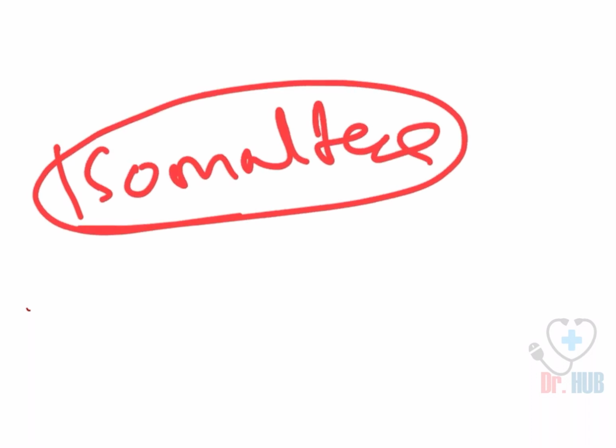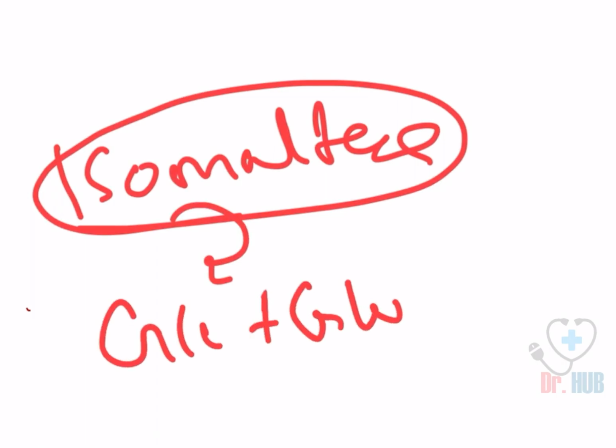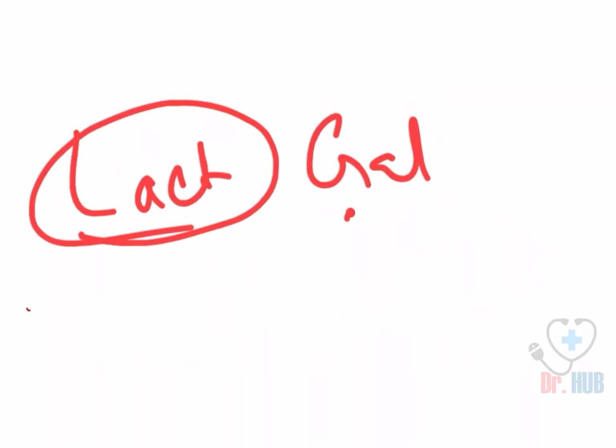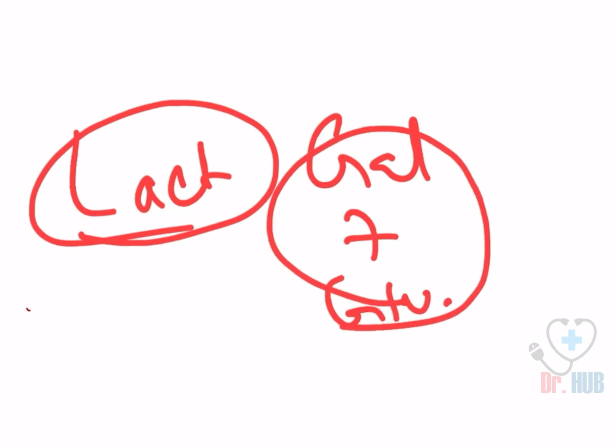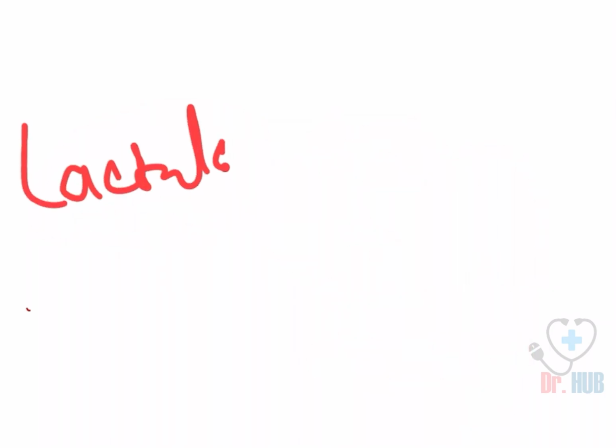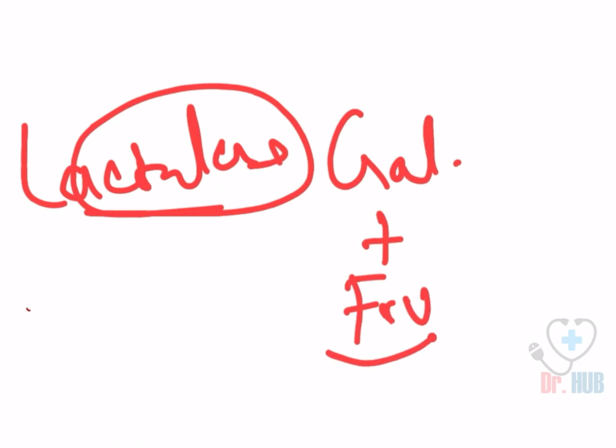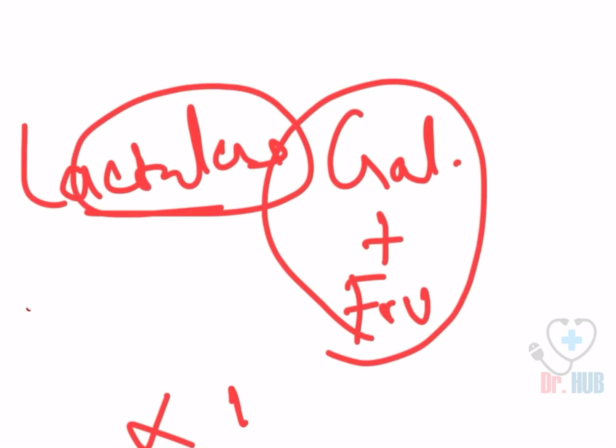Next, looking at isomaltose. What is the difference between isomaltose and maltose? Isomaltose is again glucose plus glucose, but here the linkage is 1,6. Then looking at lactose. Lactose is galactose plus glucose, and the linkage is beta 1,4. And next, moving on to lactulose. Lactulose is galactose plus fructose, and this is beta 1,4.